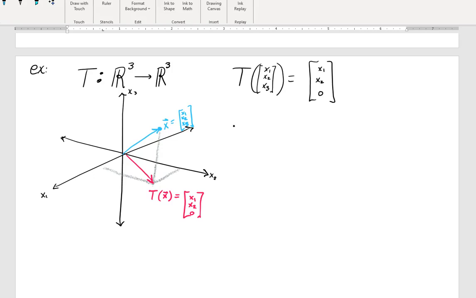Okay, so if we were hovering up in space up here, shining a powerful flashlight down the x3 axis, our transformed vector, our fuchsia vector here, would be the shadow of the blue vector. That's an orthogonal projection. It's a shadow.